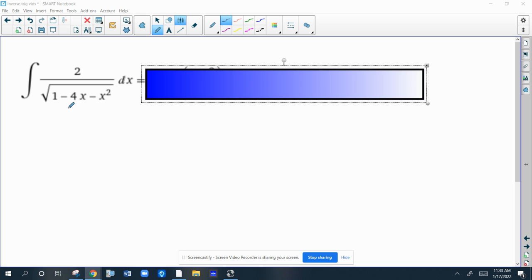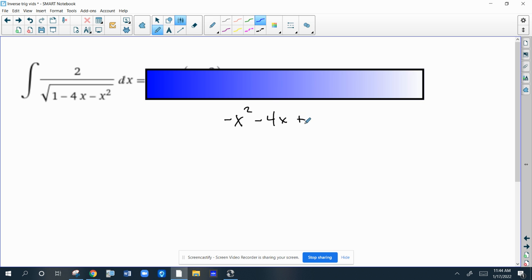So since this is a quadratic under a square root, we can use completing the square to get this hopefully into one of those forms. This is pretty complicated. It has a square root, so I like doing the completing the square part on the side. So here's my completing the square part. I have negative x squared minus 4x plus 1.